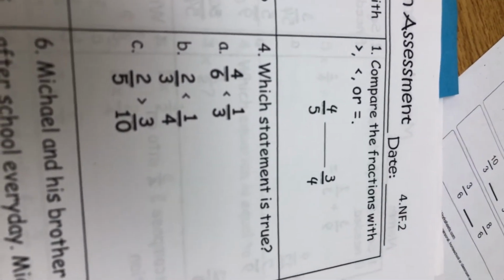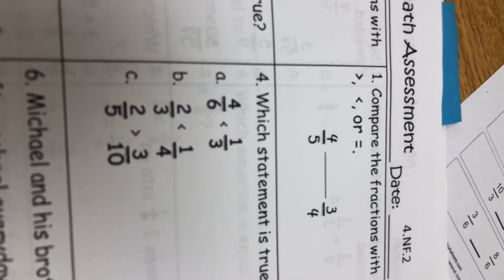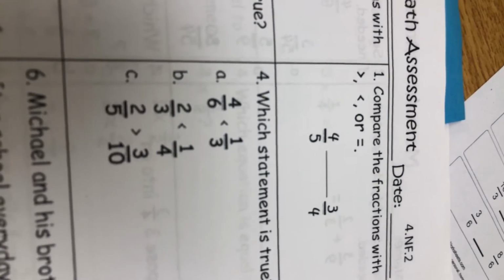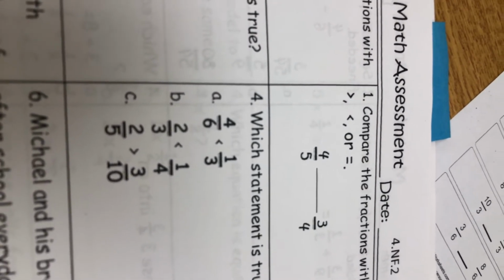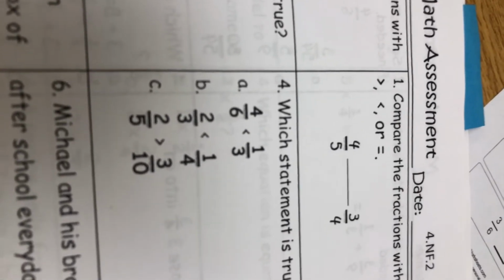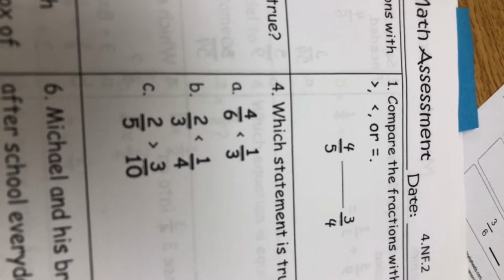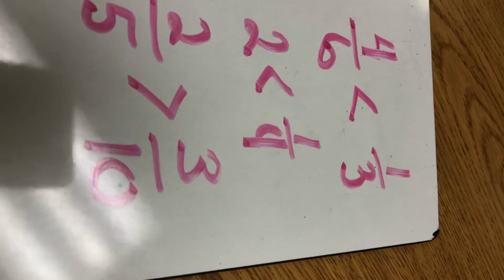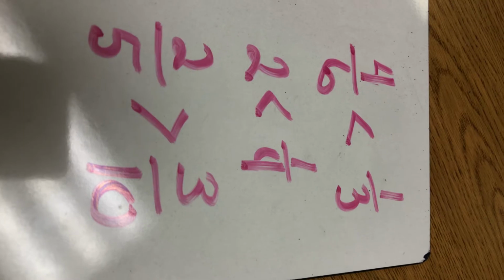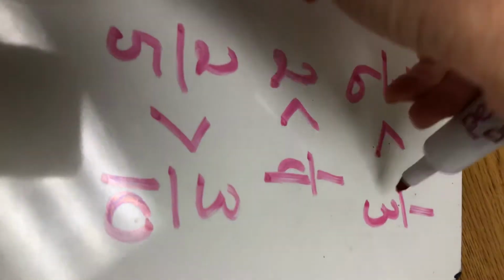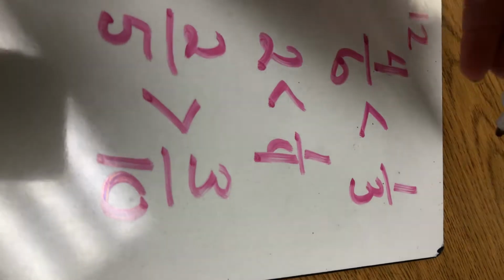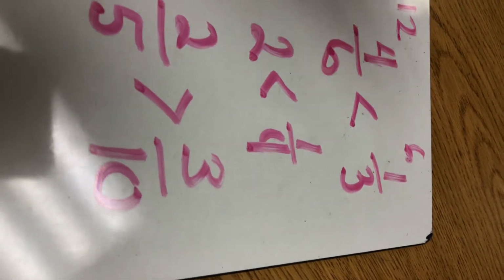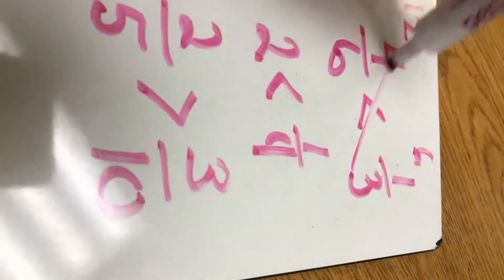Why don't you guys take a look at this one and see if you can solve it? I'm going to write it down on my board while you're working. Okay, so which of these is true? So if we cross multiply, let's go ahead and cross multiply the first one. That's 12, and that's 6. So 12 is actually greater than 6, so that cannot be it.